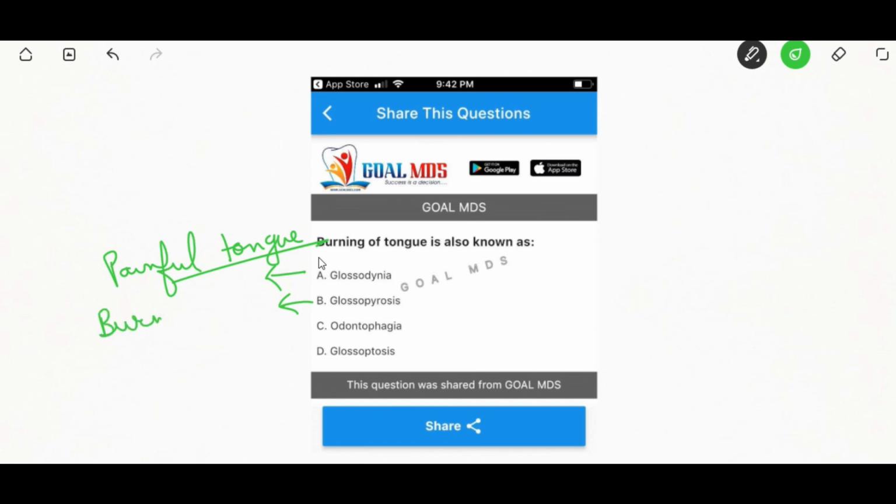So it is similar to burning mouth syndrome. The other name of burning mouth syndrome is glossopyrosis, that is, the burning tongue.